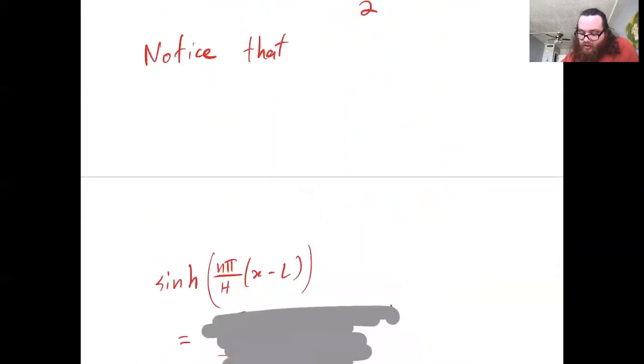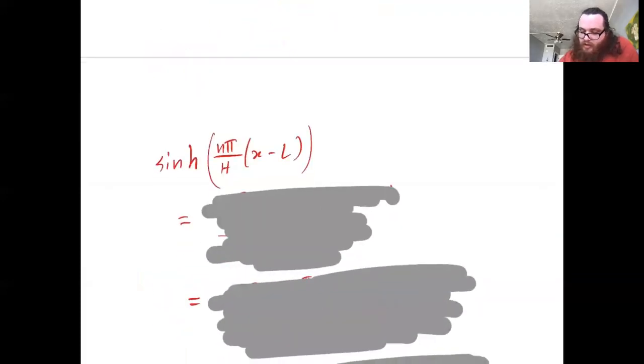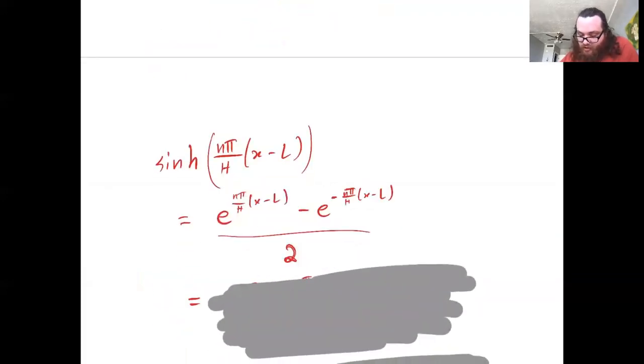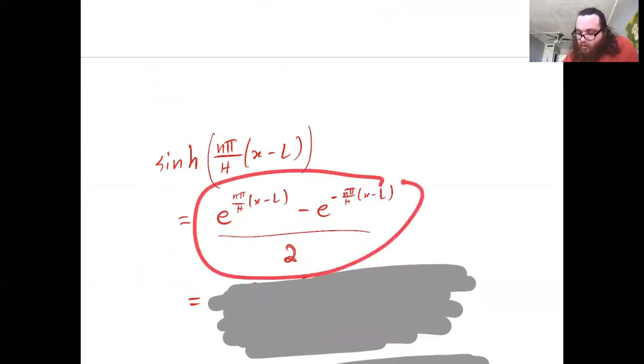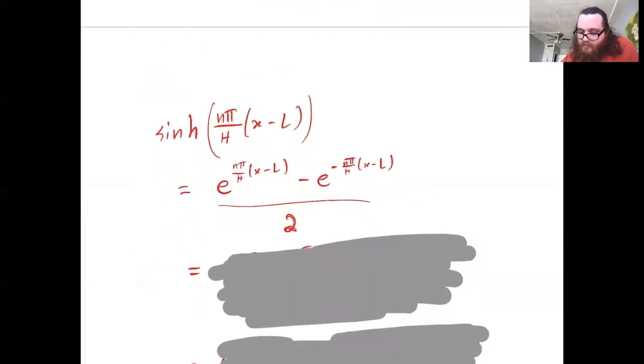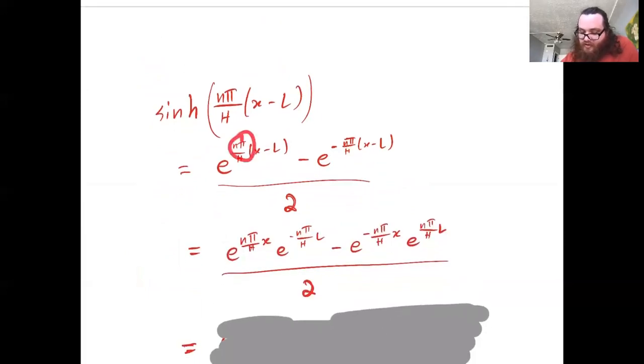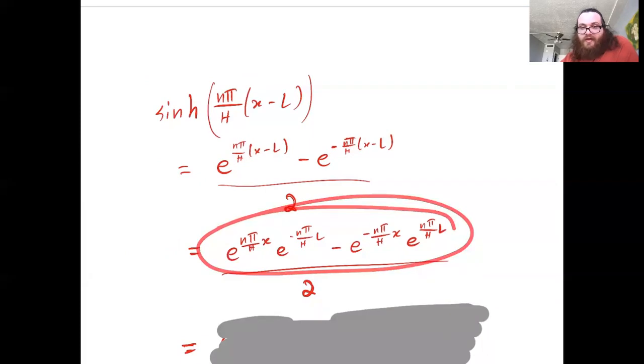So what we're going to do is ask, what is this quantity right here? Sinh of n pi over h times x minus L. If we plug in the definition of sinh, we're going to get these exponentials. Distribute this n pi over h in both places, and we're going to end up with all of this.